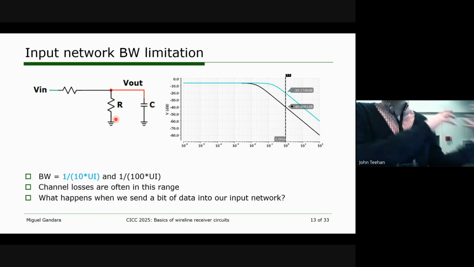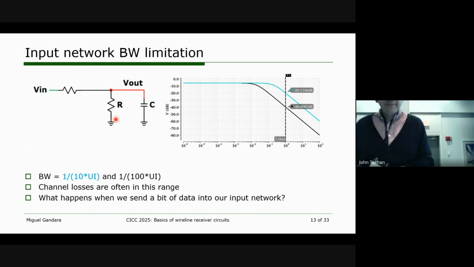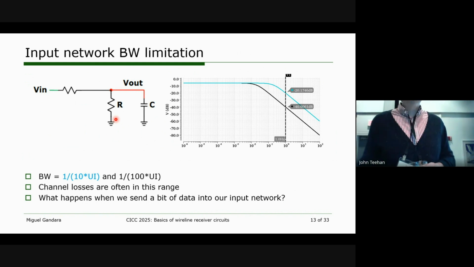And this is actually why we need to build the equalizer in order to overcome some of these limitations. So what happens when we send a bit into our input network?